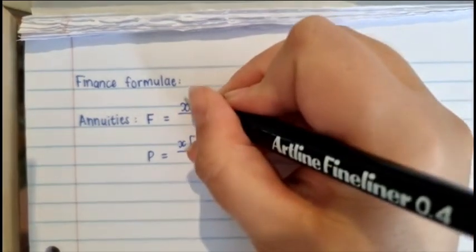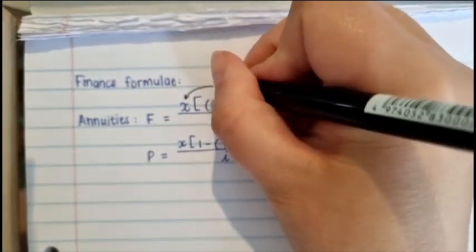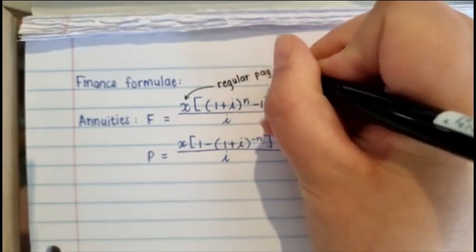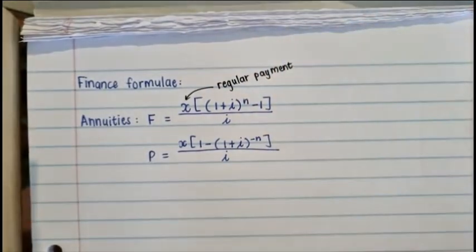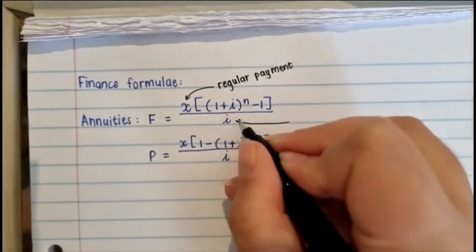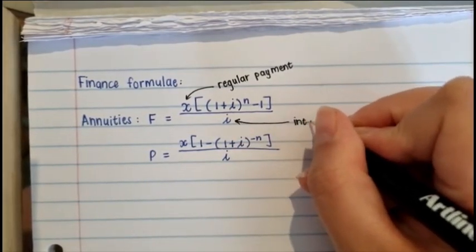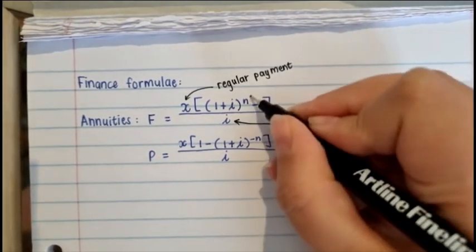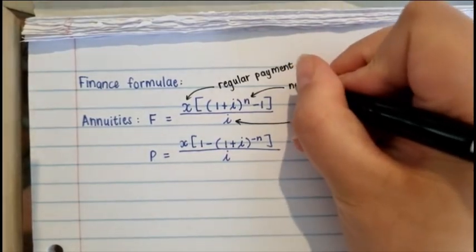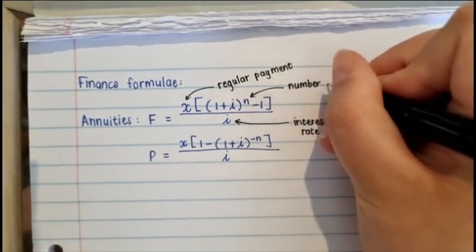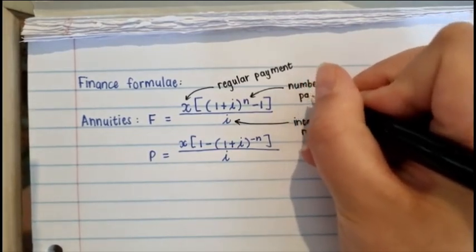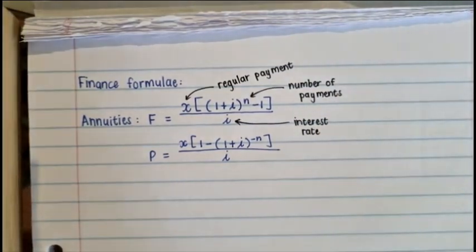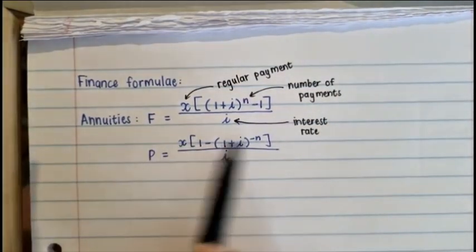So x here in both of them is the regular payment, or you can call it an installment if you want. I is the interest rate, and n is the number of payments. Okay, on the side here, I'm going to just repeat, and I'm going to write it here.